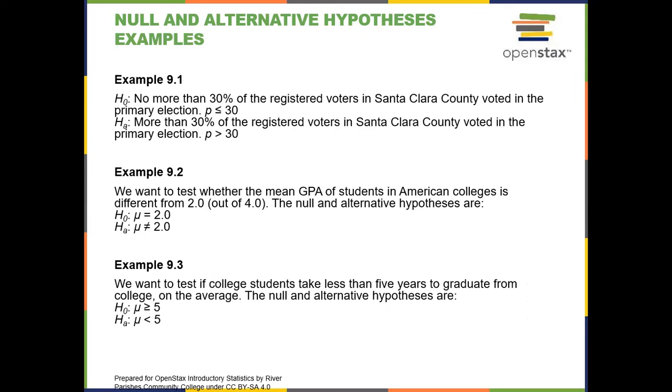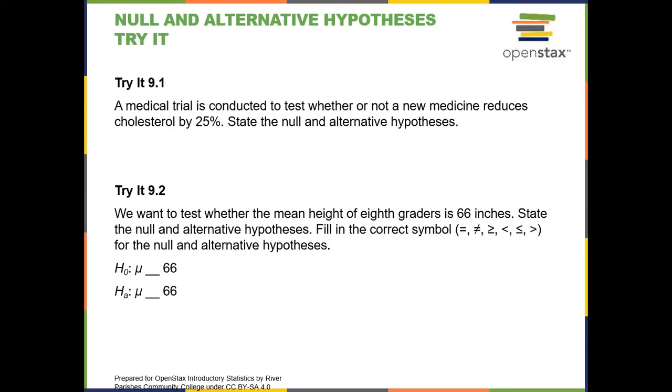We want to test whether the mean GPA of students in American colleges is different from 2.0 out of 4. The alternate in that case is H sub A: mu not equal to 2.0. Null hypothesis: mu equal to 2.0. Why is the alternate not equal to? Because we do not know whether it is greater than or less than. Example 9.3: we want to test if college students take less than 5 years. So alternate: mu less than 5 years. Null hypothesis in that case: mu greater than or equal to 5. Equal to sign always with the null hypothesis.